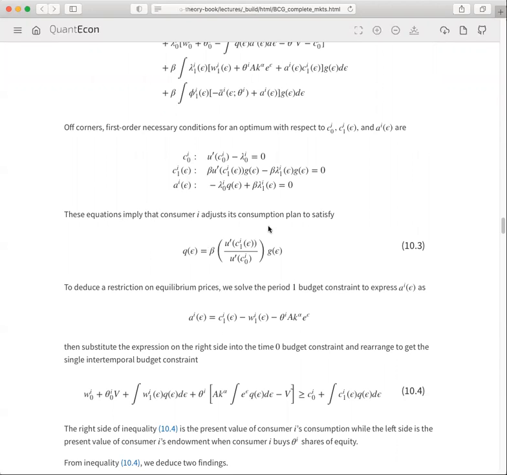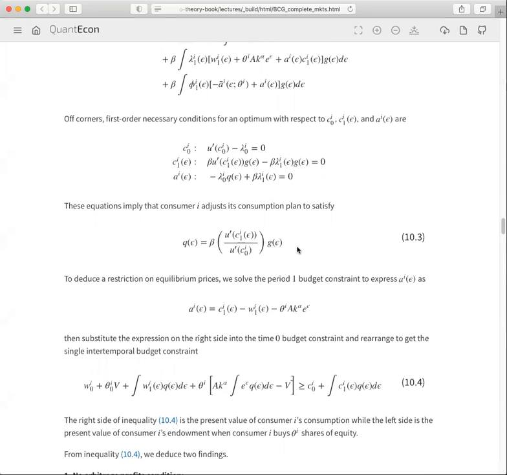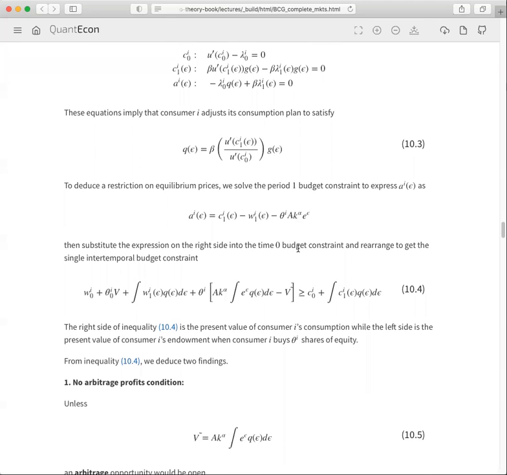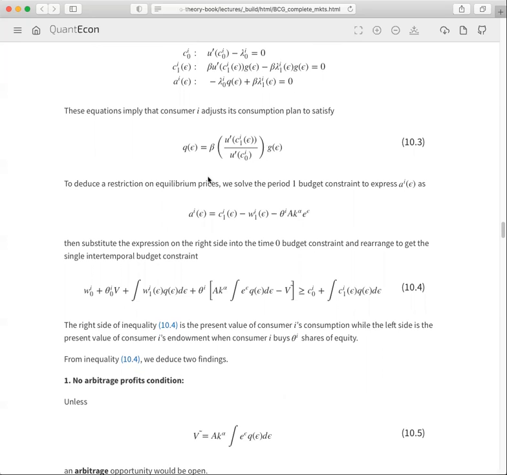that the consumer adjusts its consumption plan to satisfy this condition, so that the pricing kernel, which the consumer takes as given, is matched by adjusting consumption so that this ratio of marginal utilities times probabilities times discount factor is equal to that. Okay, so stare at that for a minute, and then we're going to get some implications from this.